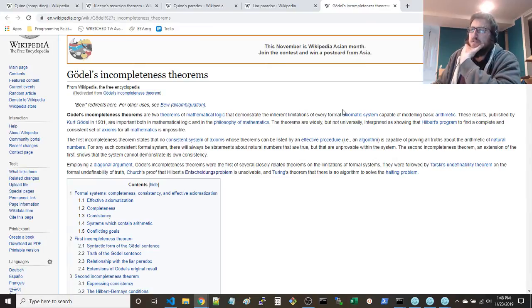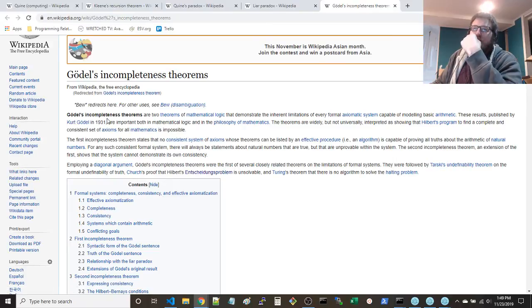Inherent limitations of every formal axiomatic system capable of modeling basic arithmetic. These results, published by Gödel in 1931, are important both in mathematical logic and in the philosophy of mathematics. The theorems are widely but not universally interpreted as showing that Hilbert's program to find a complete and consistent set of axioms for all mathematics is impossible.